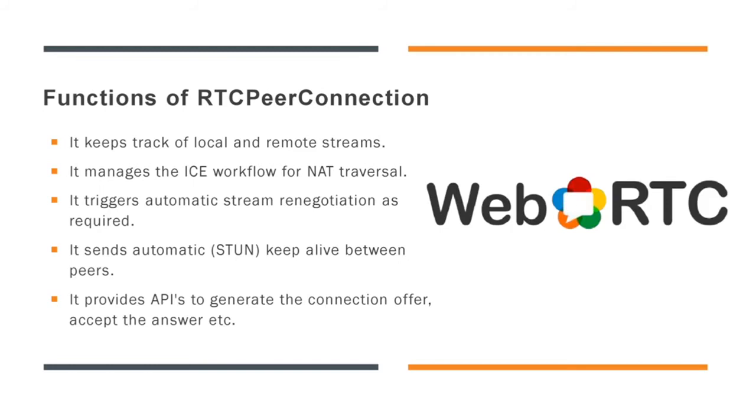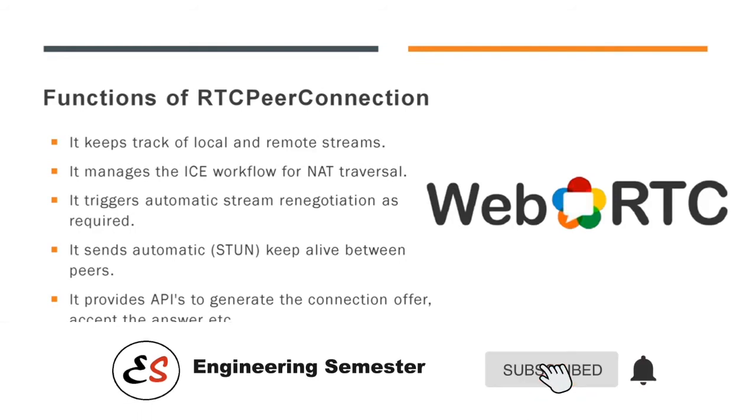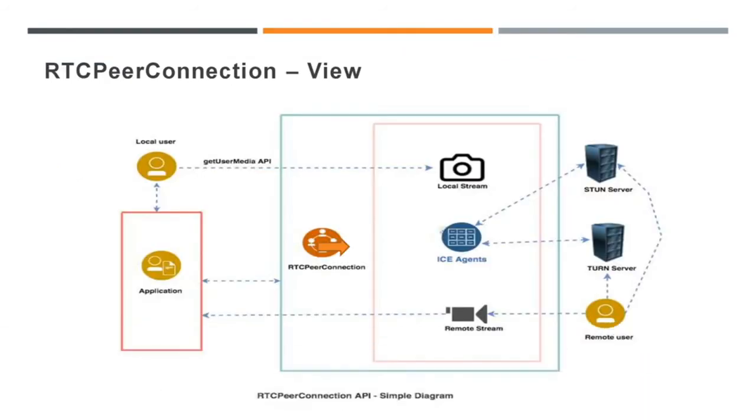We already said that RTC Peer Connection is the core part of the WebRTC connection. Let us see a simple view of the RTC Peer Connection. Here, you can see two peers want to connect to each other. The local video and audio streams are obtained through the Get User Media API. In this diagram, you see that RTC Peer Connection handles all the local and remote streams. Also it handles the ICE agents by getting help from STUN and TURN servers. This is a simple view. I hope you can get a basic understanding of RTC Peer Connection responsibilities.